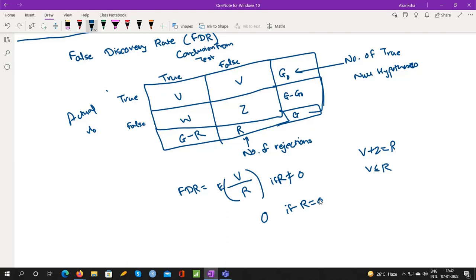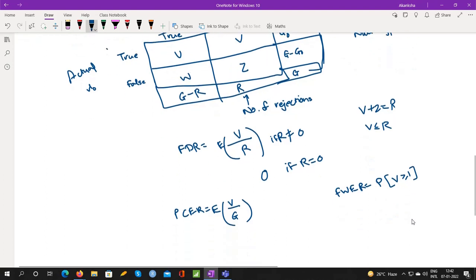Yes, ma'am. Now we have to see, is there any relationship between PCER, FWER and FDR? In these notations, what is PCER? PCER is V upon G, number of false positives out of total, ideally expectation of V by G. And family wise error rate would be probability of V greater than or equal to 1, correct? Expectation of at least one false positive. Now we have to see, is there any relationship between any of these?